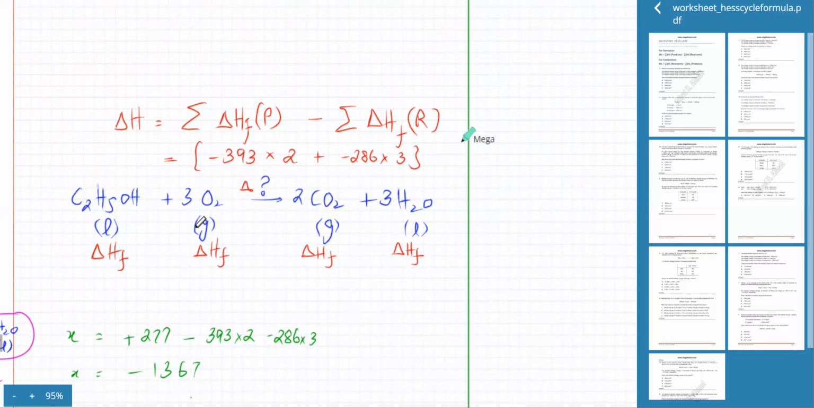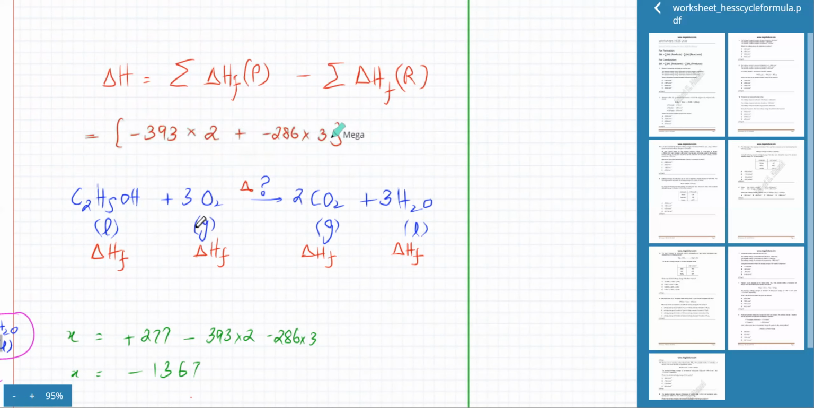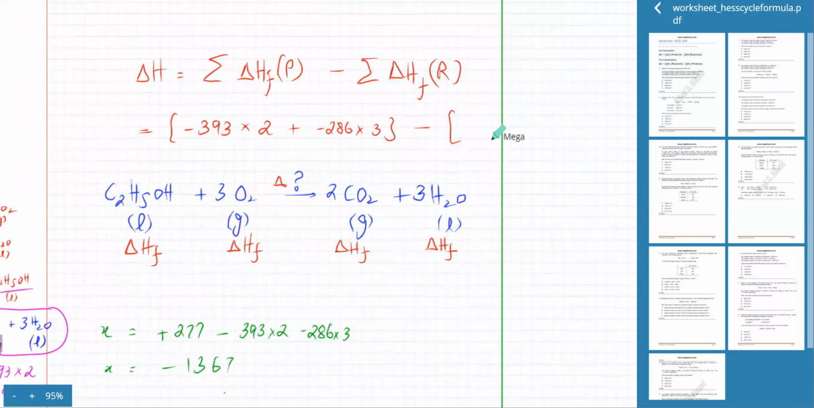And I'm going to subtract the enthalpy of formation of my reactants. So what are my reactants? There's one reactant, which is ethanol. So I need to have the enthalpy of formation of ethanol.